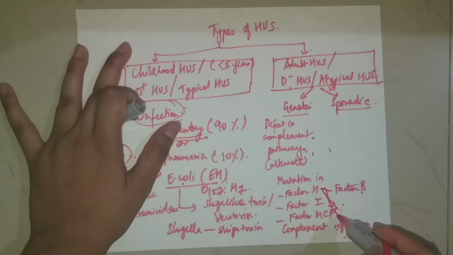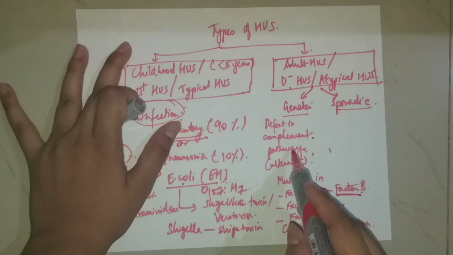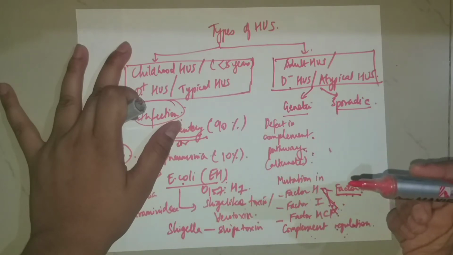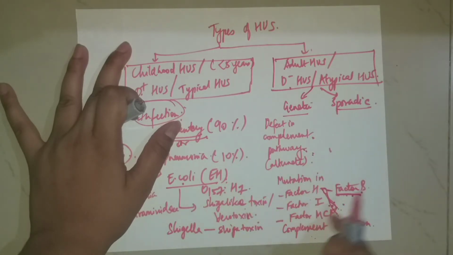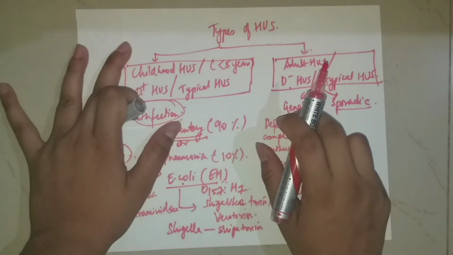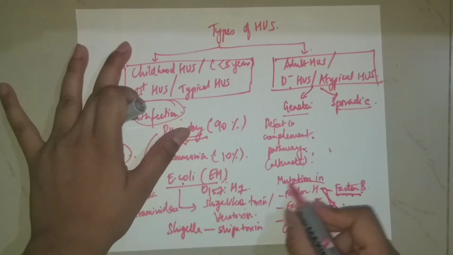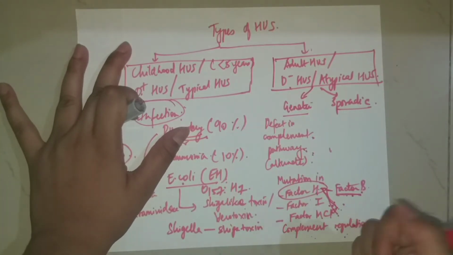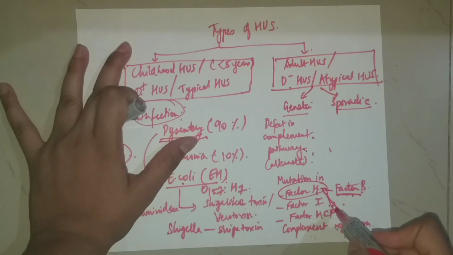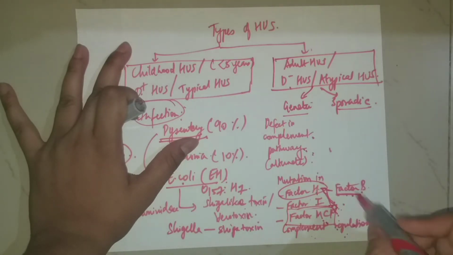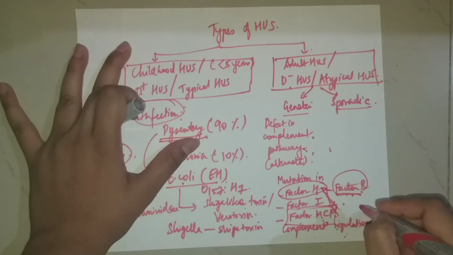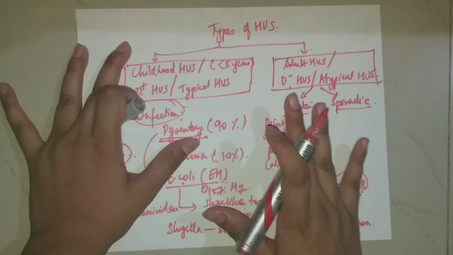So there is a mutation in these, and in factor B, which is a part of the complement pathway, there is a gain of function mutation. So again, the complement pathway is overactivated. So the mutations in these are mainly causing it. Out of these, factor H is the commonest, which is causing adult HUS. Alright, and the mutation in factor MCP, membrane cofactor protein, will have the best prognosis, and factor B has the worst prognosis. Okay, so genetic is done.